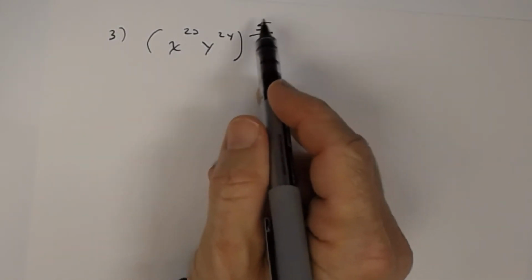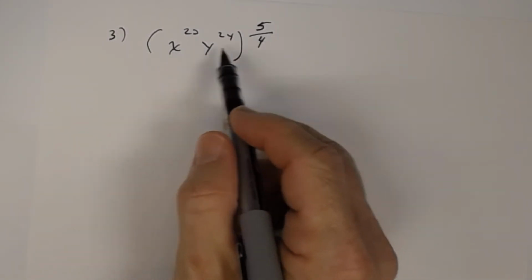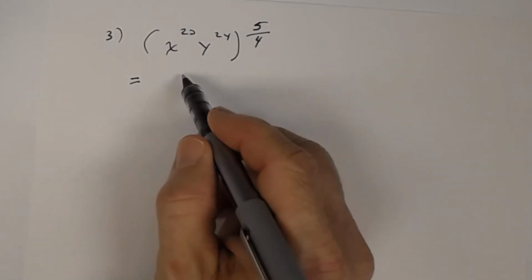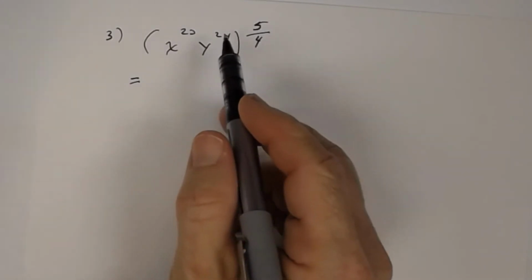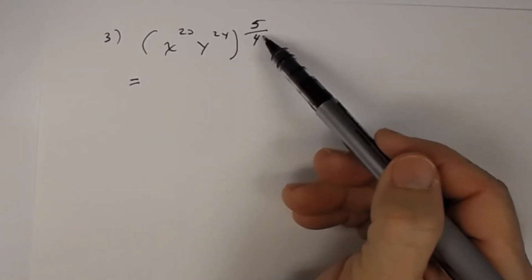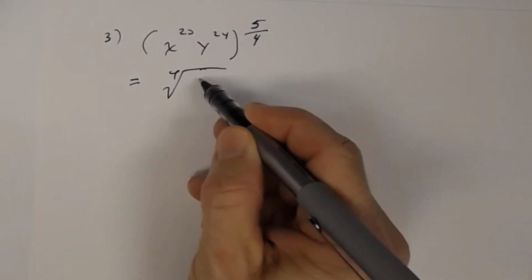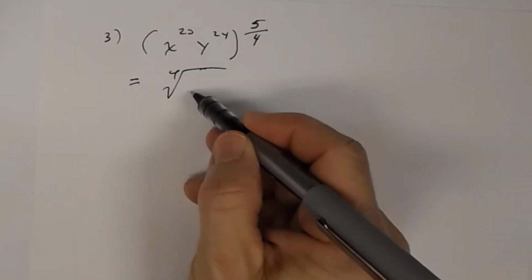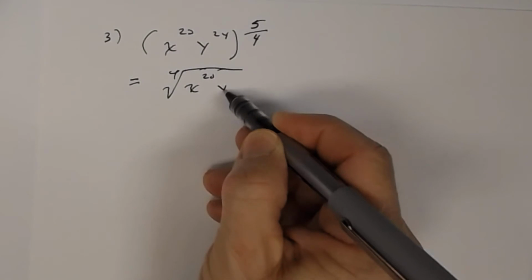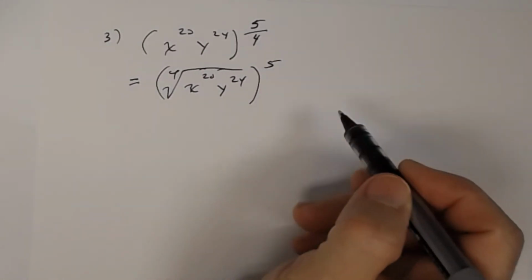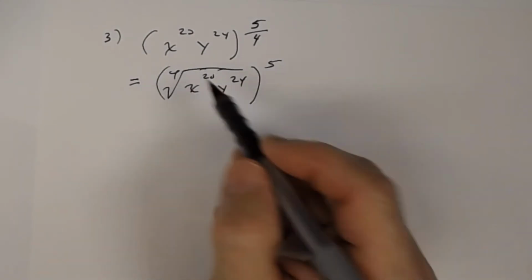to rewrite this rational exponent using radicals. I'm going to write this expression using radicals. So according to my rule, this rule here, the 4 becomes the index, the denominator becomes the index. So it'll be the fourth root of whatever is inside that parenthesis, so x to the 20th, y to the 24th, and all that's being raised to the exponent 5. Okay, so you see 5 divided by 4.